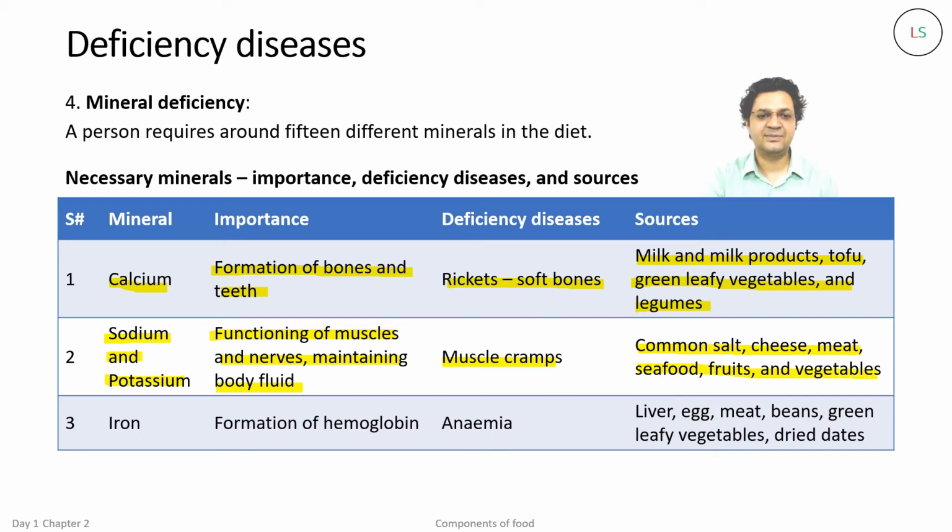And the last one in this table is iron. Iron results in the formation of hemoglobin, and the deficiency disease caused due to the lack of iron is anemia. So we can obtain iron from liver, egg, meat, beans, green leafy vegetables, and dried dates.